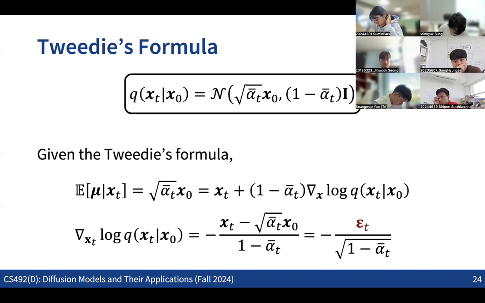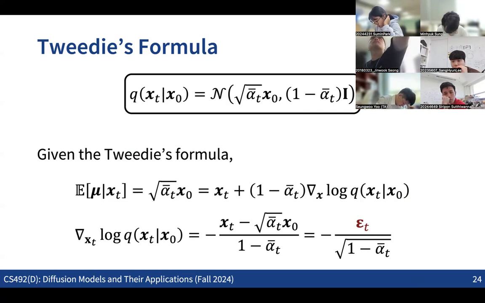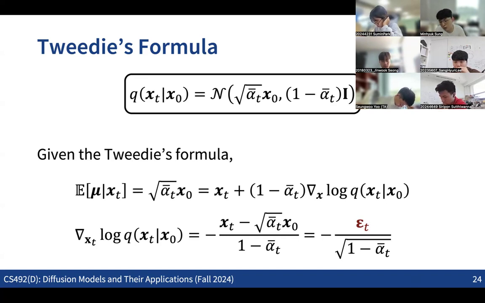What we can see is that we know the mean of that distribution should be this, so the expected value of the mean is known as this. And from Tweedie's formula, we can see that this should be the same as this formulation, which involves the score here. If we rewrite this formulation, we can derive the same formulation showing the relationship between the score of the probability density function and epsilon t here. From this, we can see that the noise prediction is the same as predicting the score of this posterior distribution.